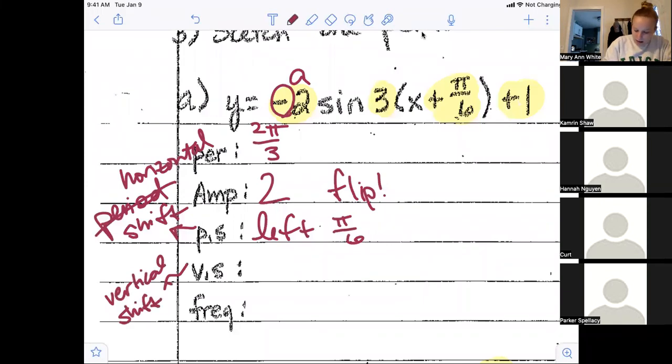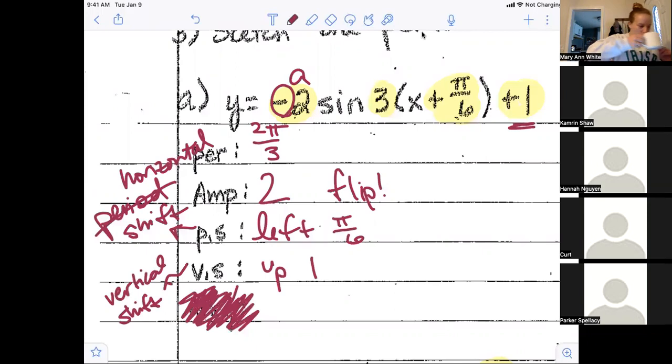And that is the last number. That's the plus or minus. And in this case, it's a plus. So we're going to go up, and it's +1. So we're going to go up 1 unit. I don't want you to worry about frequency. If we had more time, I'd care about that. We don't, so I don't.